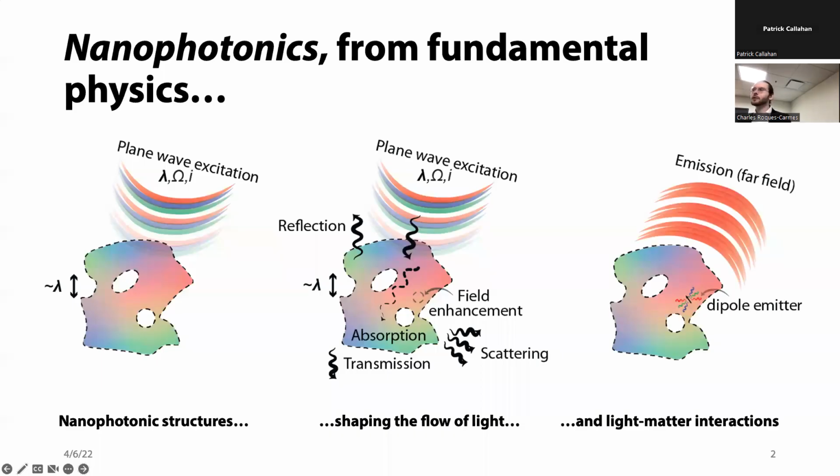Inversely, the same structures can be used to enhance the amount of light emission from typical emitters, like a dipole emitter, via, for instance, what we call Purcell enhancement. And in Purcell enhancement, we can essentially shape and enhance the distribution of light from spontaneous emission by engineering the local density of states in such a nanophotonic structure.